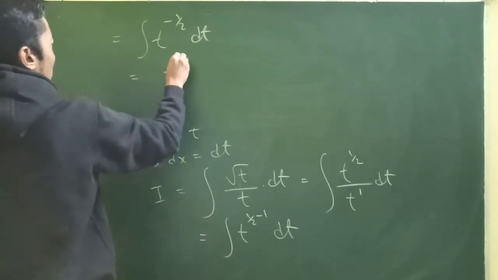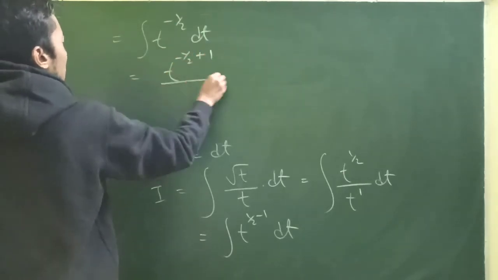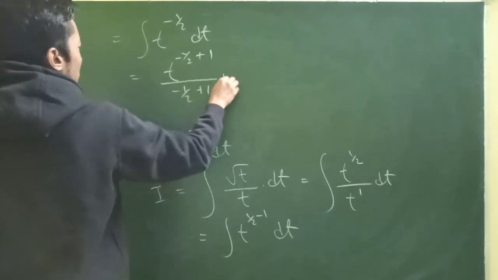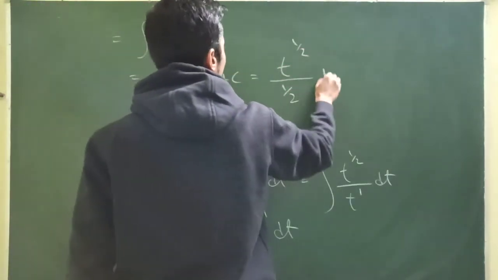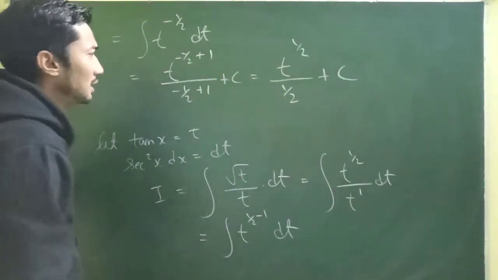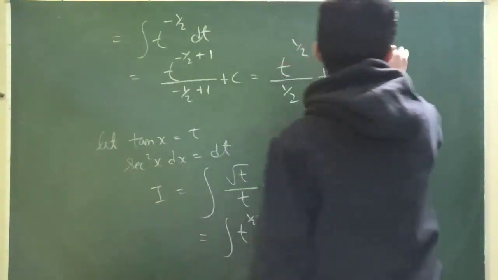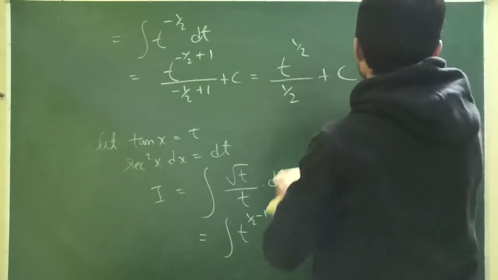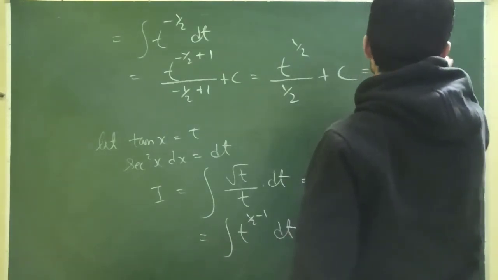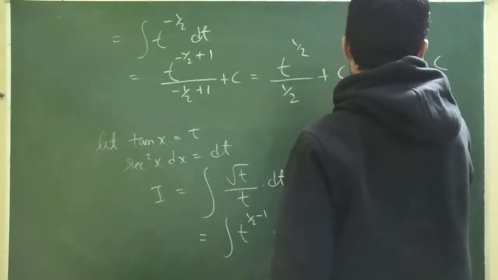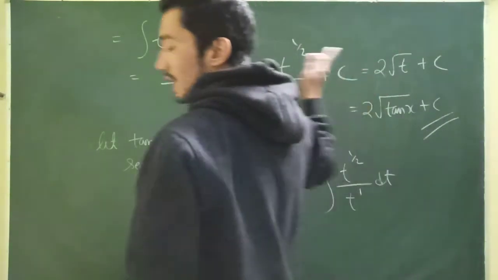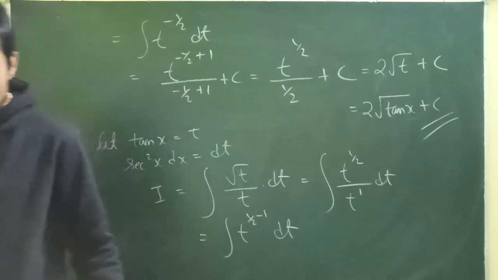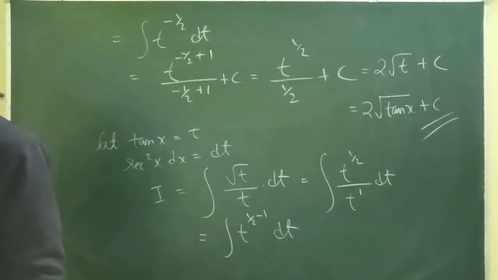So that's going to be t power minus 1 by 2 plus 1, over minus 1 by 2 plus 1, plus c. So that's t power 1 by 2 plus c. The 2 comes out, so 2 root t plus c. That's 2 root of tan x plus c. I think that's the solution. Yes, 2 root of tan x plus c.